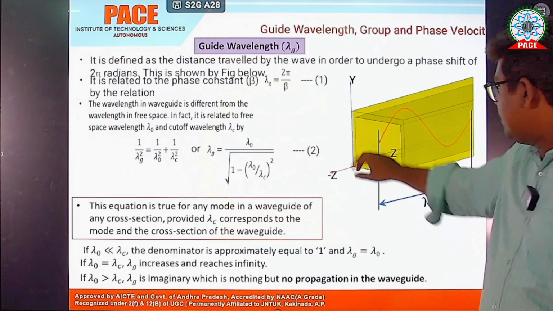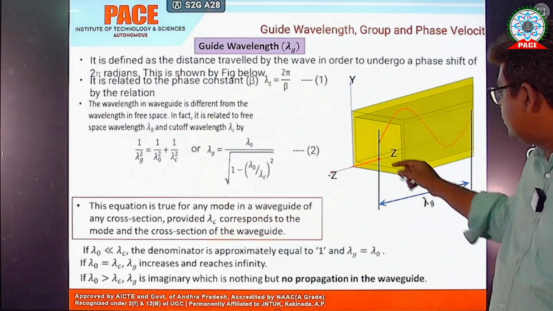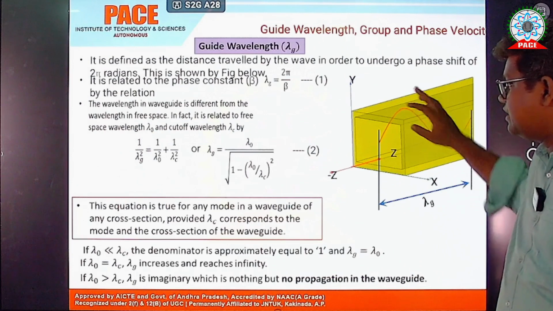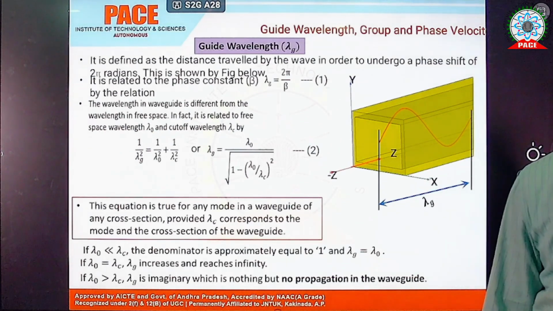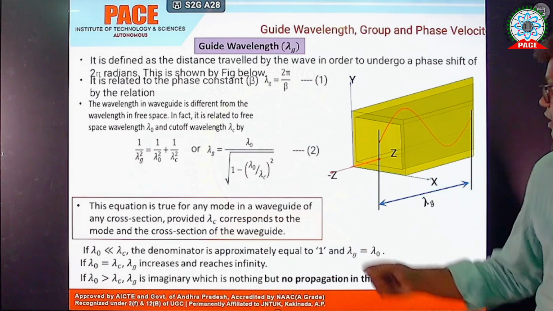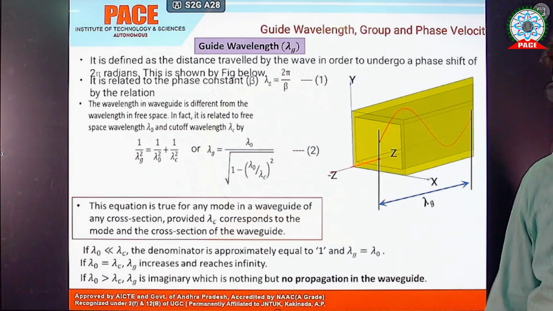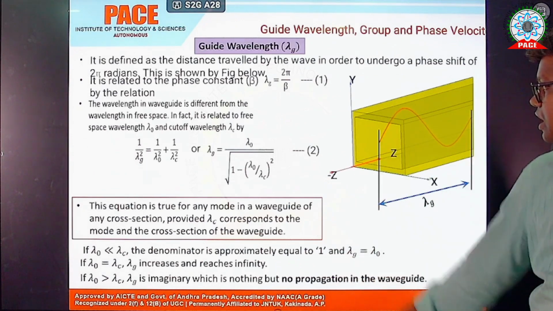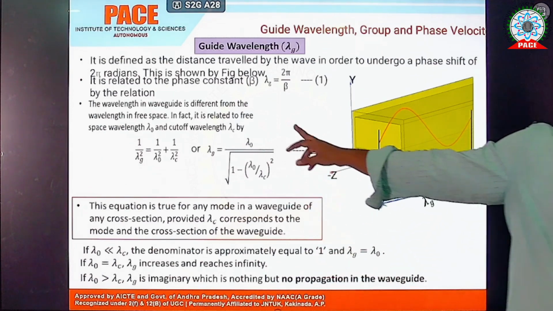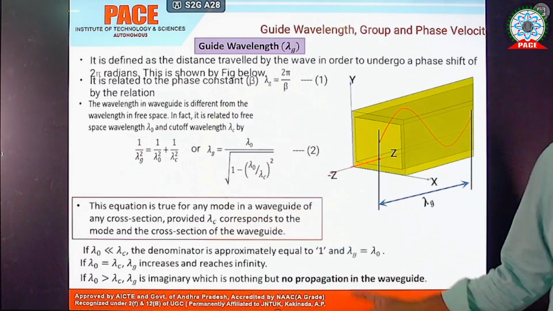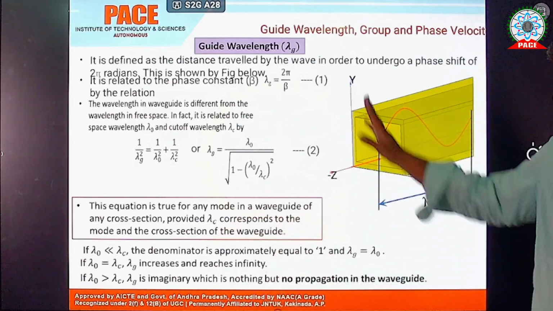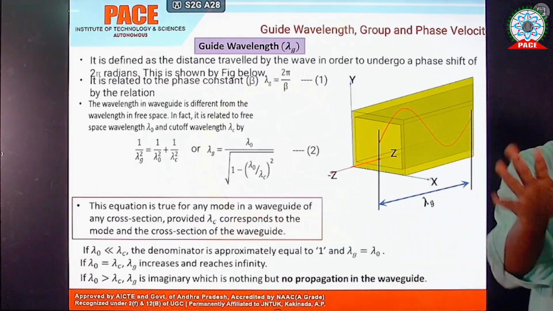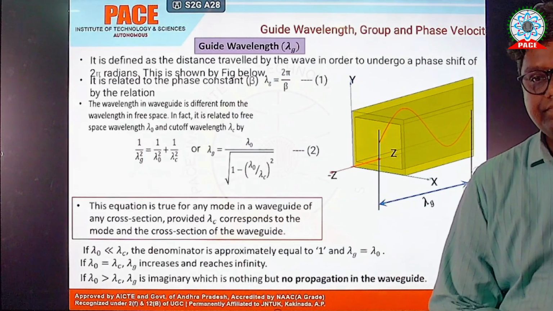So the wave will be traveling like this, the electric wave. The magnetic wave will be traveling like this. So by using guided wavelength, we will be knowing the patterns of this waveguide. So this equation, lambda g is equal to lambda naught by root over 1 minus (lambda naught by lambda c) whole square. By using this equation, we can know any cross sectional area of a waveguide.